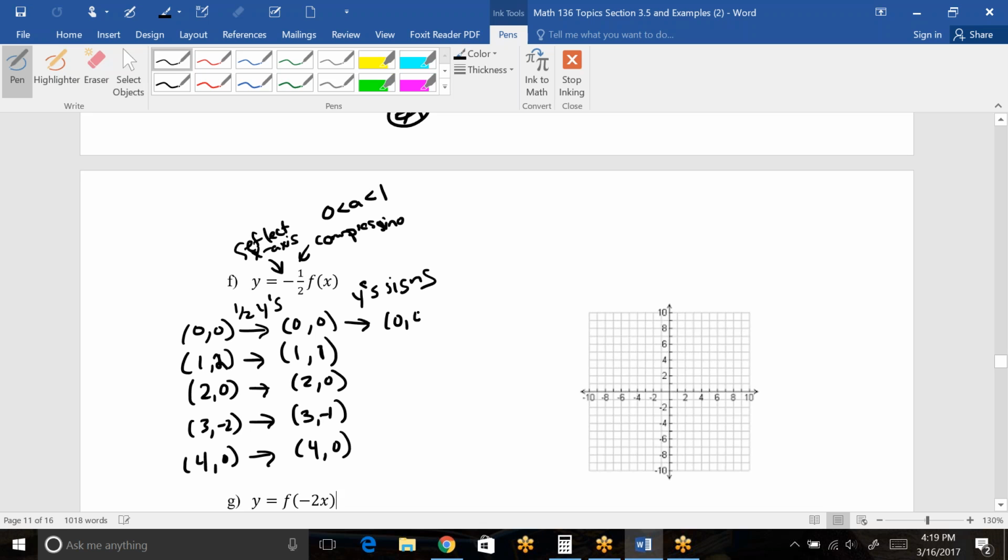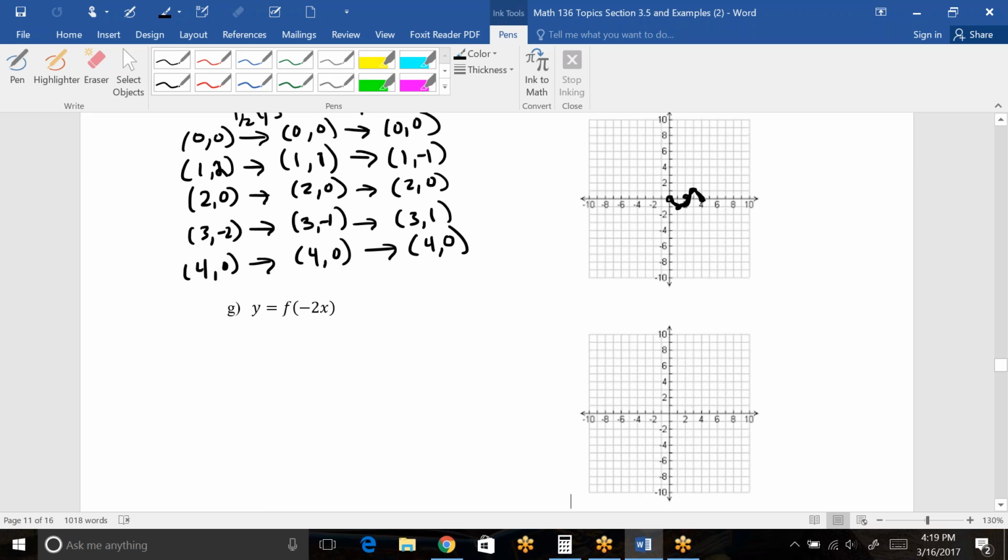So 0 would still be 0. But this would now be a negative 1 on the y value. This would still be 0. This one changes to a positive 1. And this one is still 0. 0, 0, 1, negative 1, 2, 0, 3, 1, 4, 0. Notice my shape is upside down again, and it's much more compacted. It's been compressed in the y-axis direction.